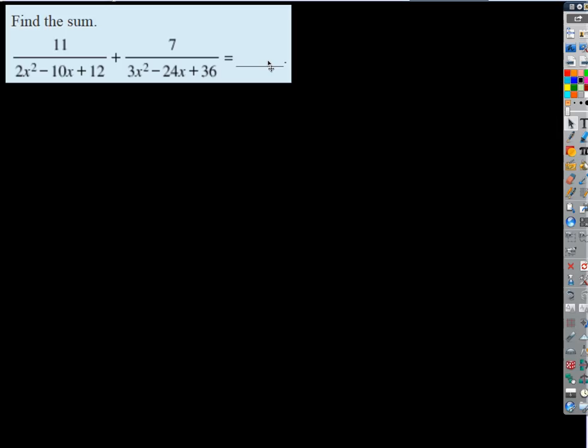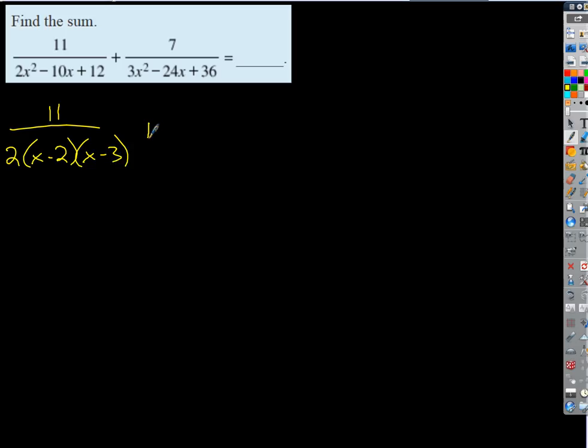All right, so on this one, our thinking is we're just going to factor top and bottom, right? But there's really nothing to factor on the top. So we're going to get 11 over, I can take a 2 out, and then my coefficients are 1, negative 5, and 6. So that's going to be negative 2, negative 3. Everybody buy that? Is that right? Yeah. Multiplies, yeah, that's good. Okay?